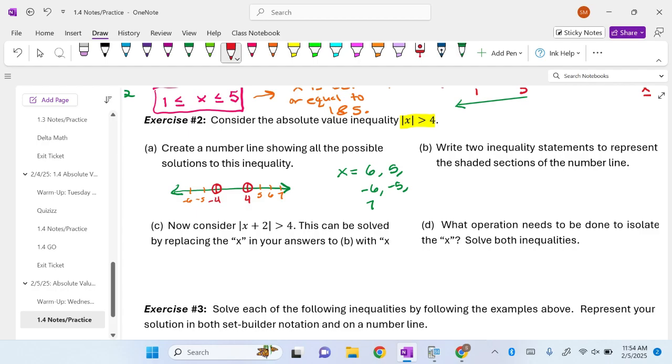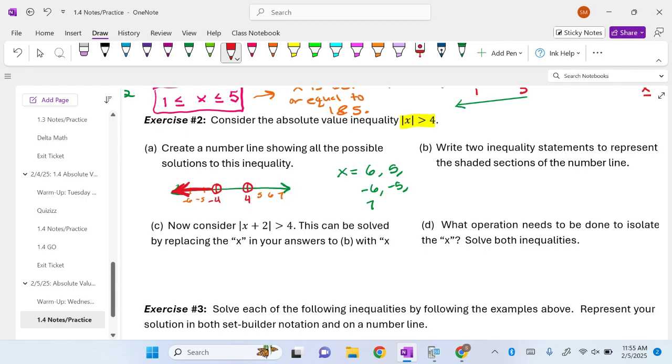Now let's look at the shading. So look at where my sample answers are. Which direction do you think I'm going to shade for the -4, the left or the right? So left of the -4, that's where we're going to shade. What about for the 4? And right of the 4.